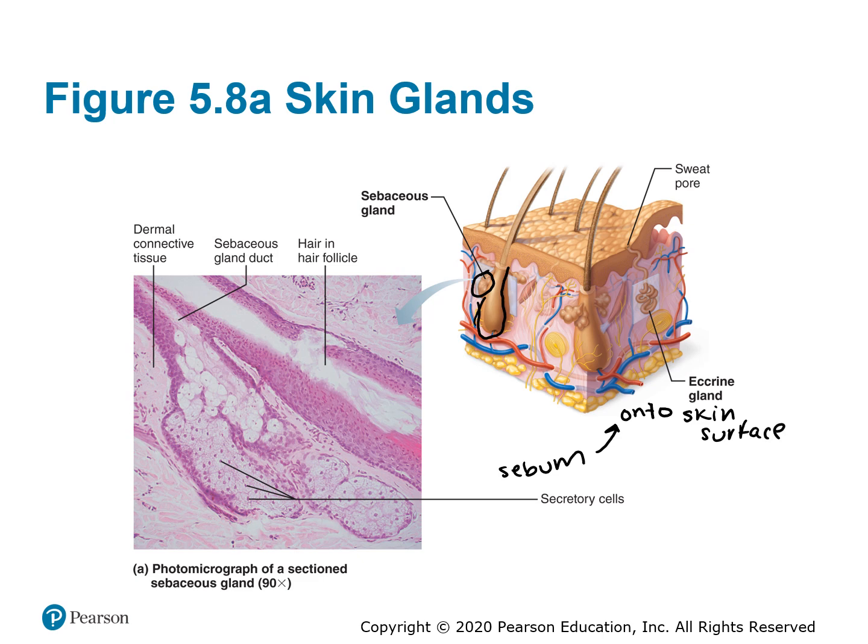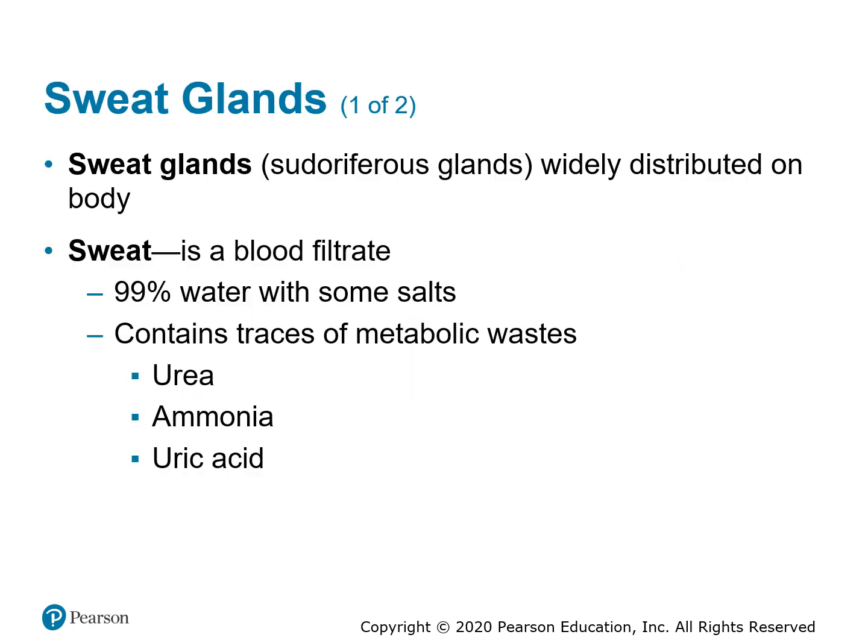Another one of those glands that we talk about in the skin are our sweat glands, also known as sudoriferous glands. They are widely distributed throughout the body. They are everywhere except on some parts of the external genitalia and the nipples. You're pretty much going to find a sweat gland everywhere else.